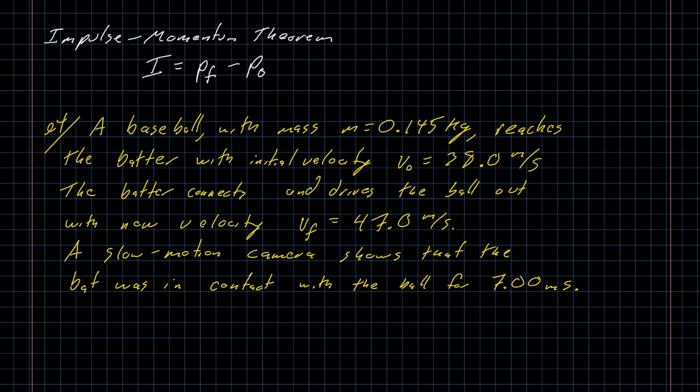Putting some numbers to the example I talked about earlier. A baseball with a mass of 0.145 kilograms reaches the batter with an initial velocity of 38.0 meters per second. The batter connects, drives the ball out to the field. It now has a velocity of 47 meters per second.